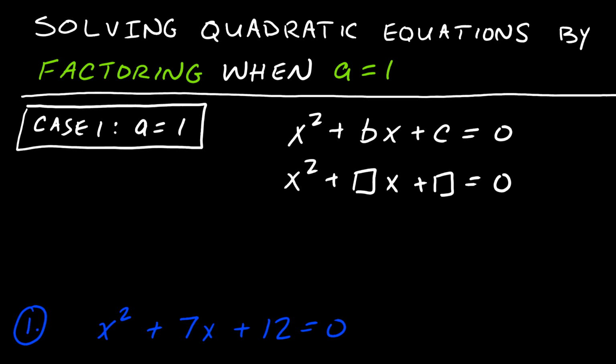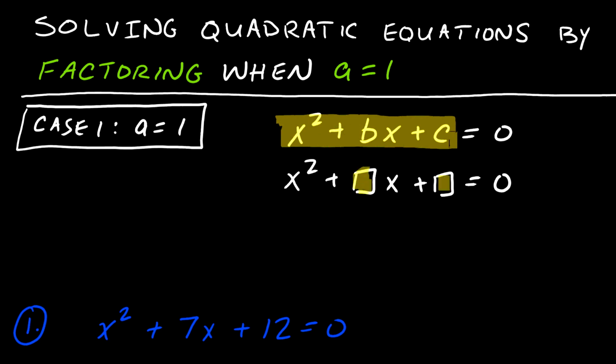So, as you can see here, we have already set up the form of the equation we're going to be looking for. We're going to want to get it set up so that we have x squared plus bx plus c is equal to 0, or x squared plus blank x plus blank is equal to 0. In doing so, I'm hoping you'll recognize where this comes from.